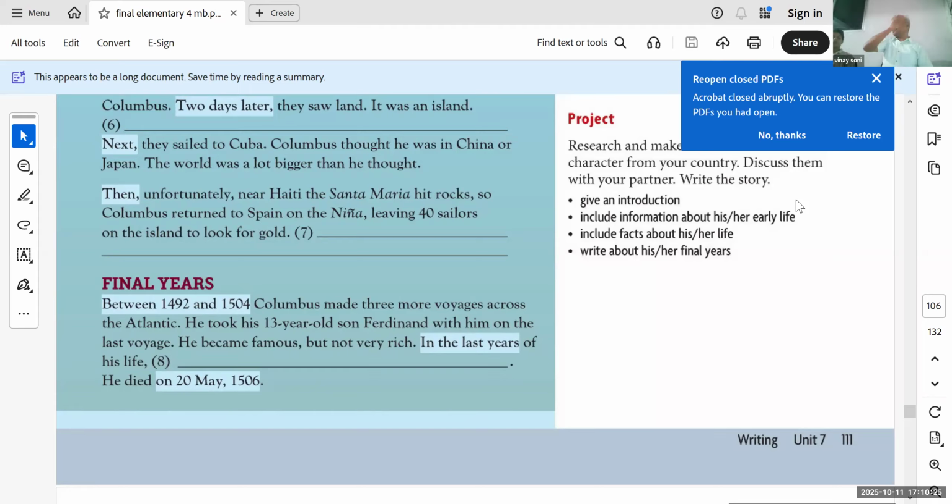Last years, again, जीवन ऐसे चल रहा है, उसमें जो आखिरी आया, in the last years of his life, he was in great pain with arthritis, and he could not leave his bed. He could not leave his bed. He was so sick. He died on the 20th of May, 1506. 500 years ago, he died. So that was the story of Columbus.